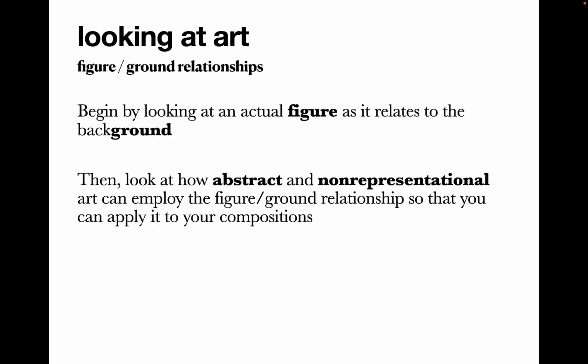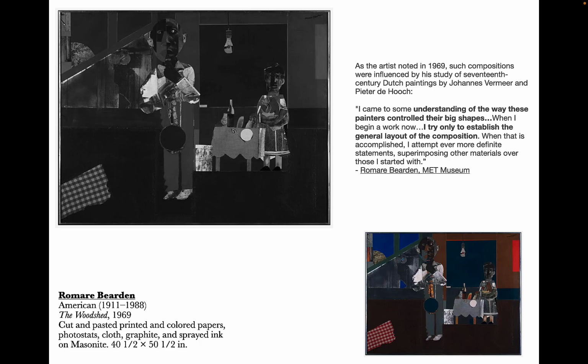So now we're going to look at some art to show you what the figure-ground relationship looks like in art. And we're going to start by looking at an actual figure as it relates to the background. And then I'm going to move into showing you some abstract and non-representational pieces that use the figure-ground relationship so you can see how you can use it in your compositions. So this is Romare Bearden.